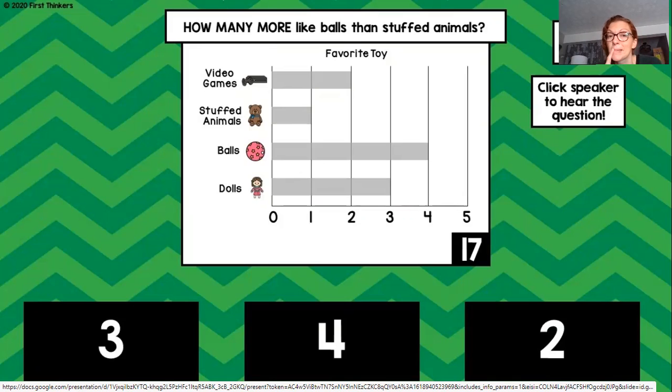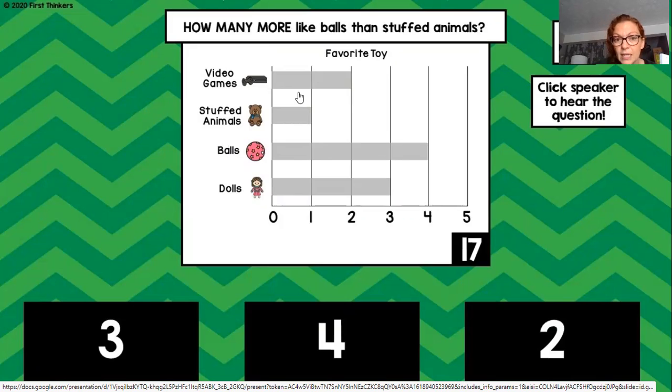Okay, so let's start with how many liked balls. Show me with your fingers, how many people liked balls as their favorite toy? All the way, go to the end. And what number did we end at? 4. So I'm going to write 4 down because I'm showing you one way how to do it. Short form. All right. So balls, then stuffed animals.